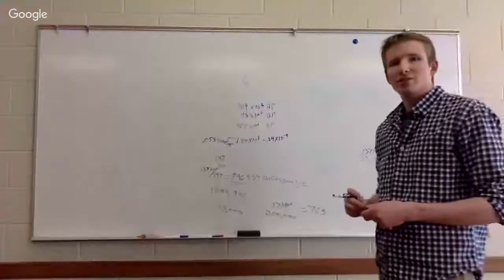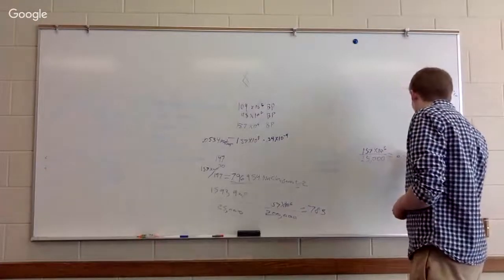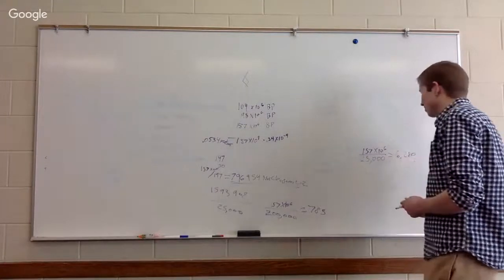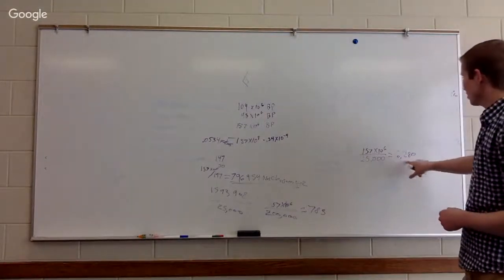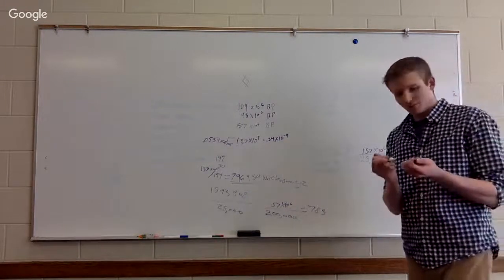So you get 6,280 different looping regions. So we're going to have between 6,280 and 785 different looping regions.